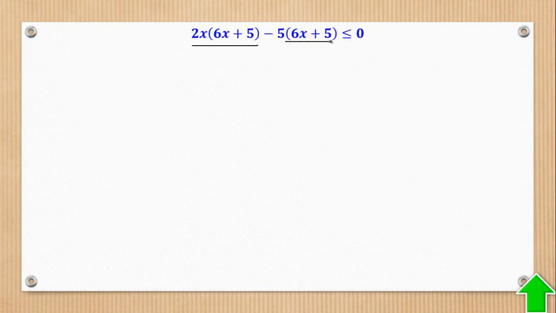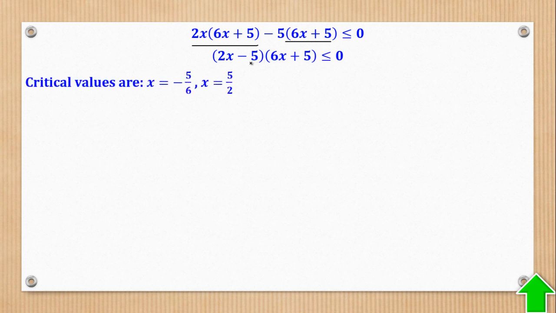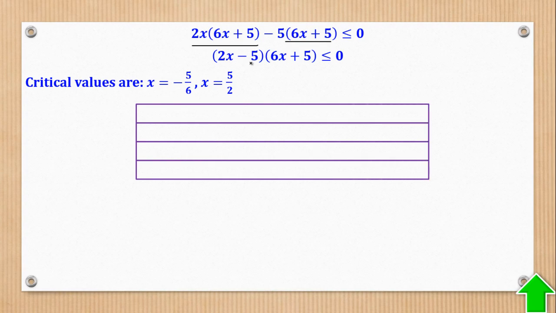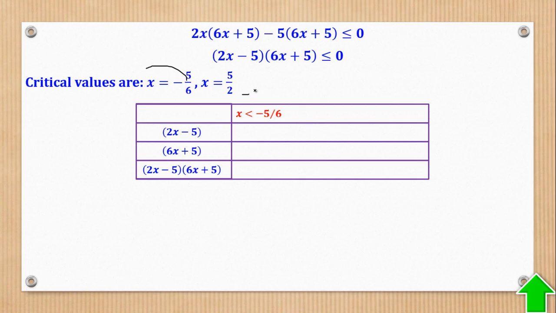So group and factorize, then factorize completely to get the critical values. Then we need the table of signs. For values before this, we can use -1. So this is negative, negative to give you positive. For values between this and this, we can use 0. This will now become negative, positive to give you negative.